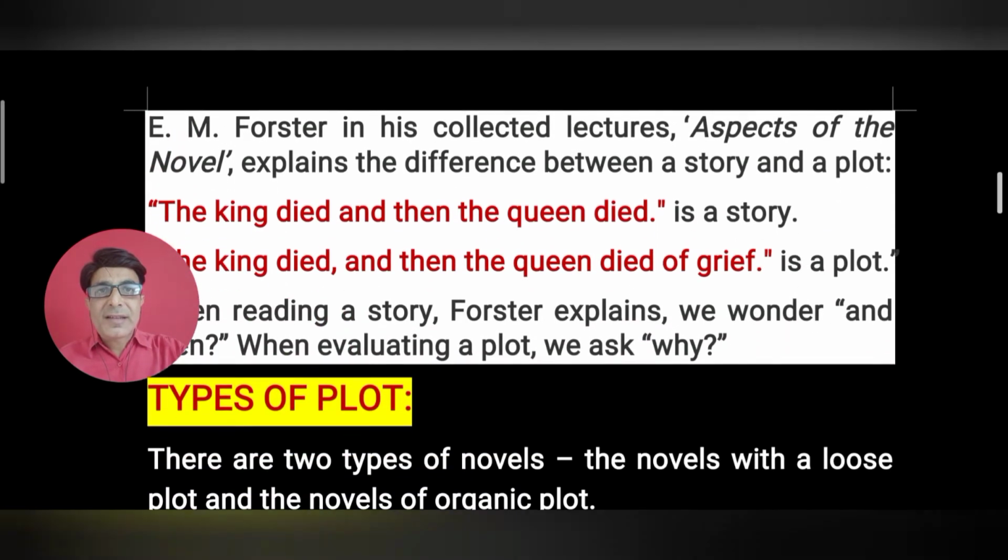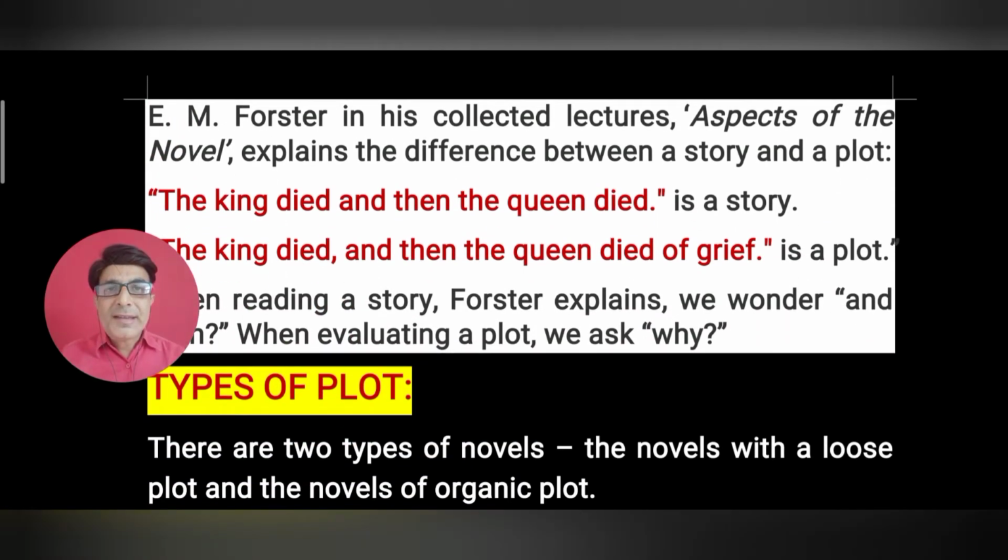To explain this, let me give you an example. This example is given by E. M. Forster, an important critic of English literature. E. M. Forster, in his Aspects of the Novel, has explained this difference between a story and a plot. Take this example. The king died and then the queen died. When you say like this, it is a story.